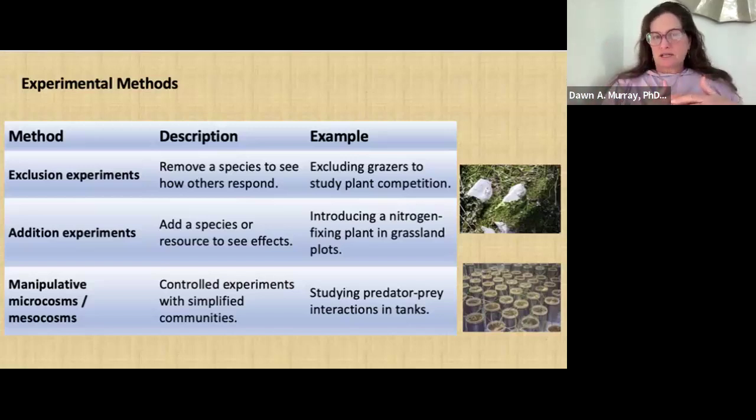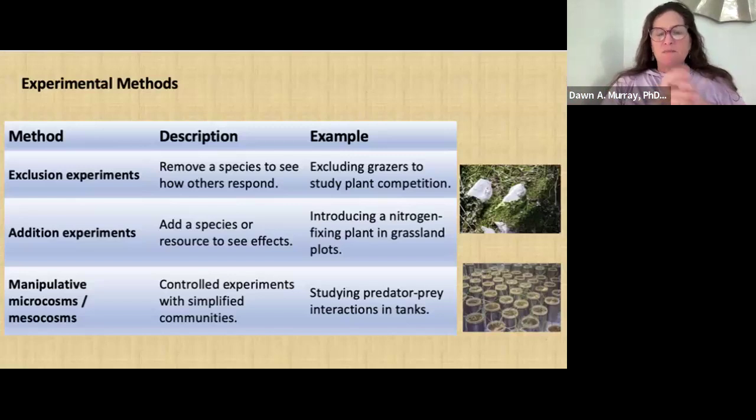Then there's addition experiments where you add a species or a resource to see the effects. So this is done like that example of the farm in England where you introduce nitrogen. Maybe you introduce a nitrogen fixing plant in a grassland plot and you see if the other plants around that plot grow faster or bigger, or are healthier than in another plot where you don't have the nitrogen fixing plants.